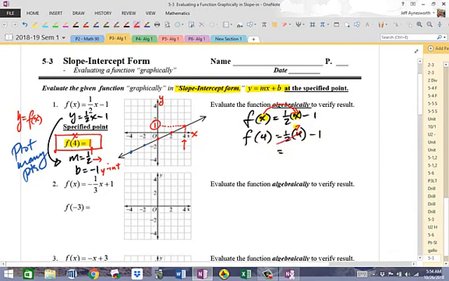Right? 4 divided by 2 is 2. So I'm going to bring a 2 down here. And then I got to subtract 1. Well, 2 minus 1 is 1. So we say that f of 4 is equal to 1. This is the algebraic technique.